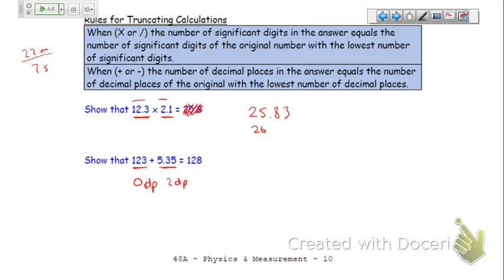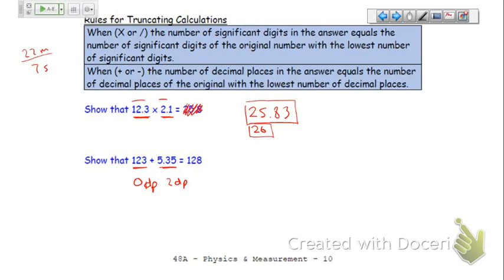So my answer must only have 2 significant digits. So it would be 26, not 25.83. And if I'm adding and subtracting, I use the poorest number of decimal places. And that's going to be 0 and 2, so my answer must have no decimal places.